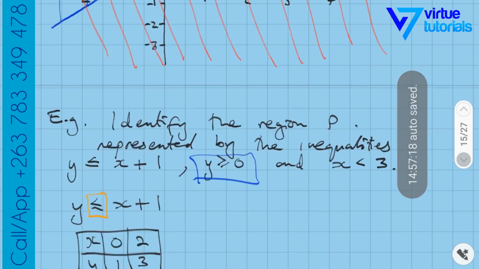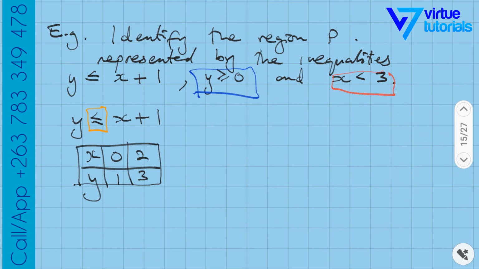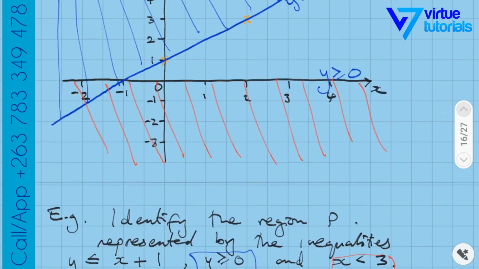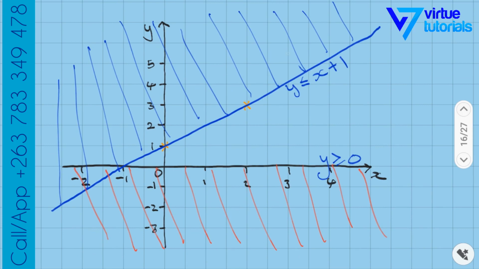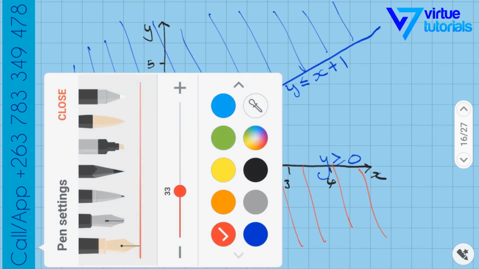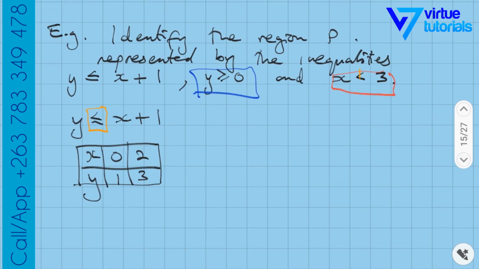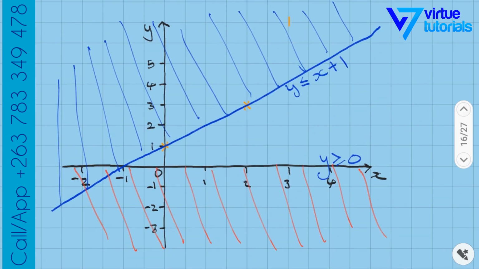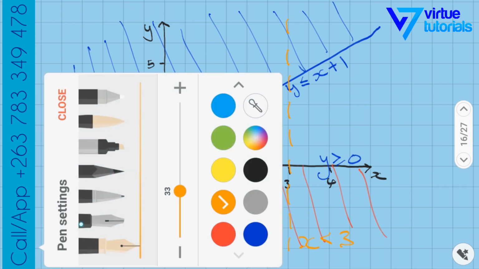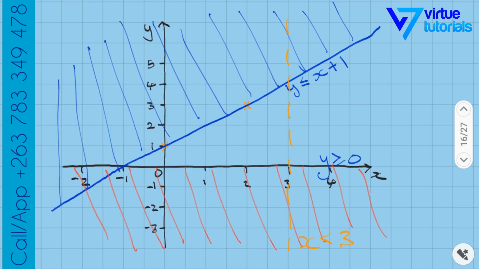And then lastly, we have x is less than 3. The line x is equal to 3 goes straight through 3. It's a vertical line. We draw it using a dashed line because it's a less than sign. And this is x is less than 3. Since x is less, the smaller values of x are on the left, so we shade whatever is on the other side, on the right there.